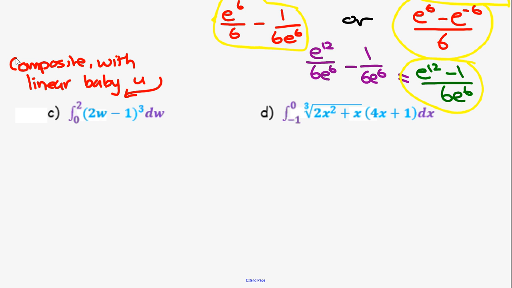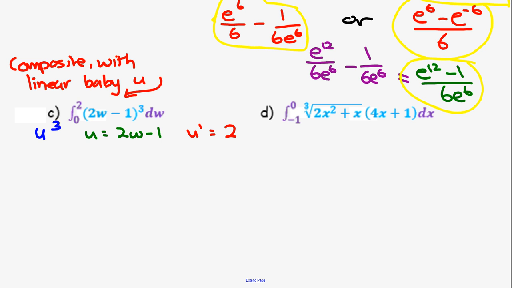So what's the mother? Let's do the mother in blue. u to the 3. I do the baby in green. What's the baby? 2w subtract 1. And what's the derivative of the baby? 2. See, the good thing about a linear is that the derivative is just a number. So we need to integrate the mother? Yeah, that's what I like to do next.